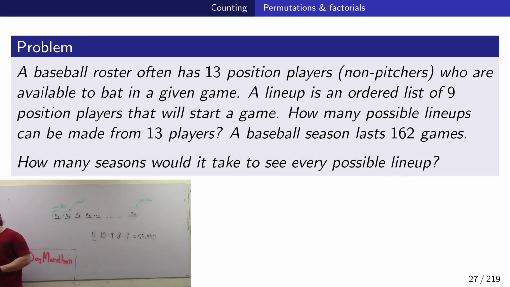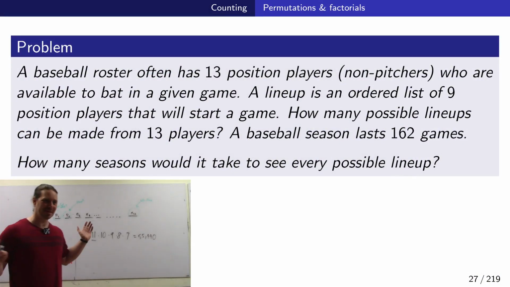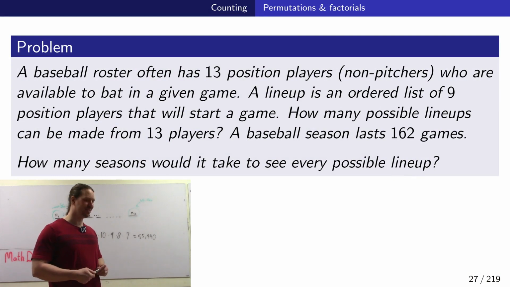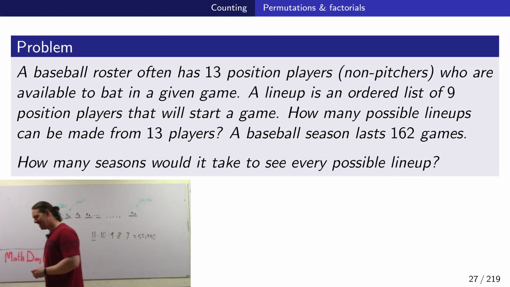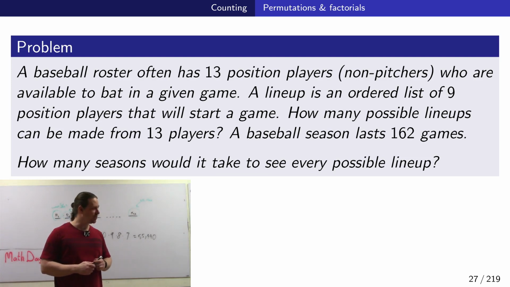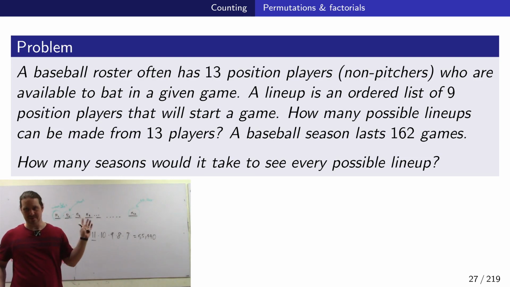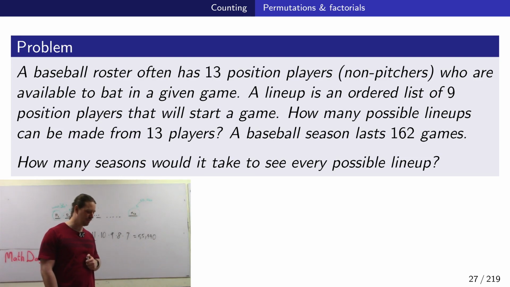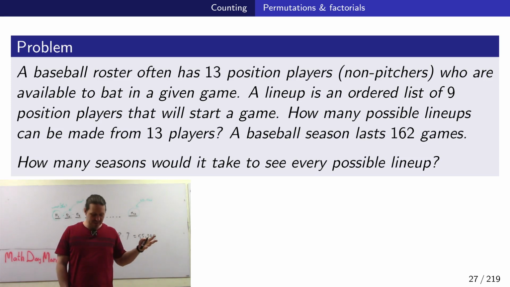Okay, let's go here. All right, well, here I mean baseball and not cricket, definitely. So in baseball, you don't need to know the rules in order to solve this, but typically a roster has 13 position players. These are non-pitchers, the players that are eligible to bat, let's say, for the purpose of this exercise. And the manager submits a lineup of 9 players.